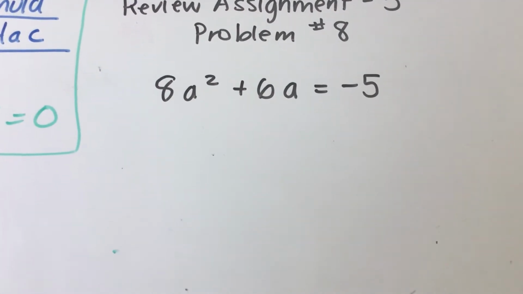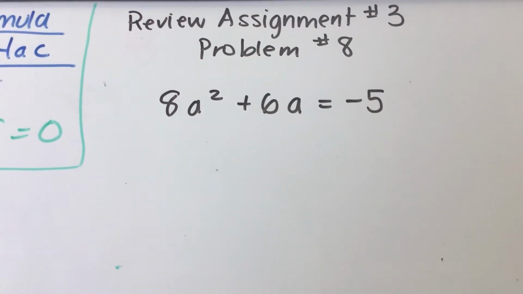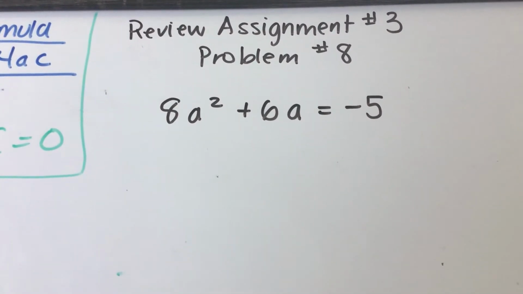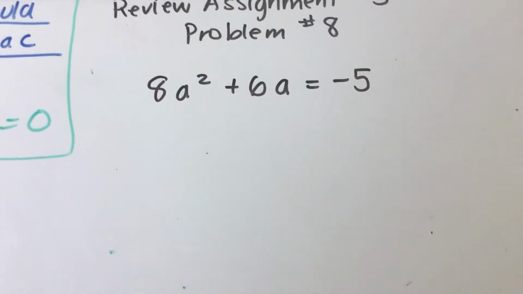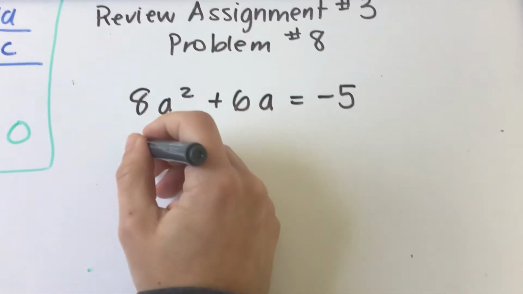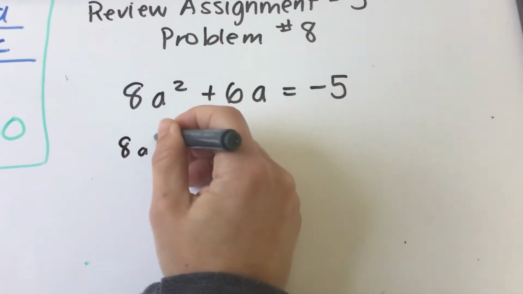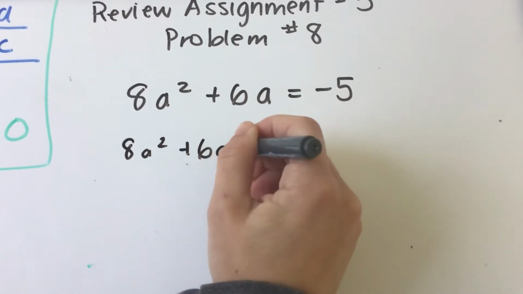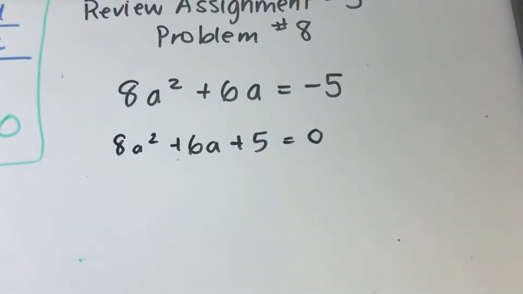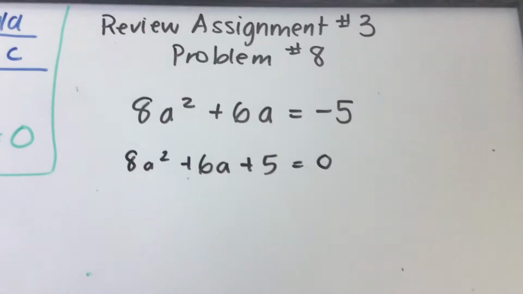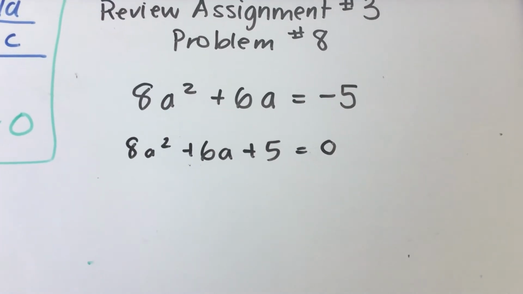Okay, so first things first, we need to move that -5 over to the other side so we have the whole thing equal to 0. So what I'm going to have is 8a squared plus 6a plus 5 equals 0. And all I did was move -5 over to the other side.